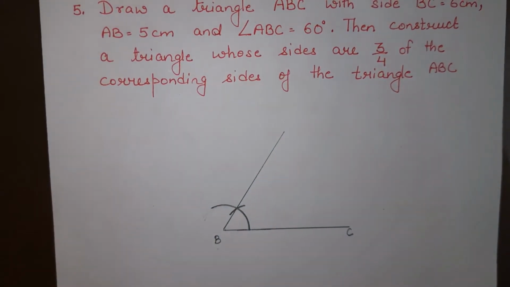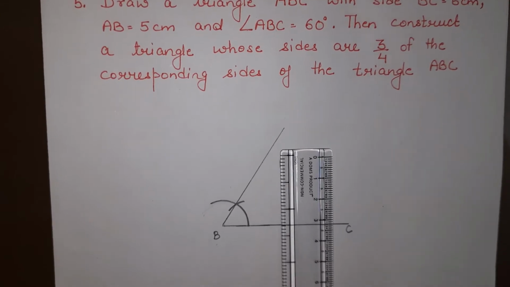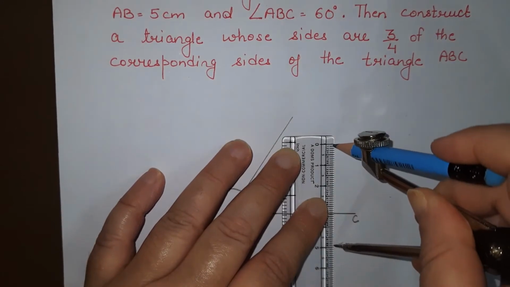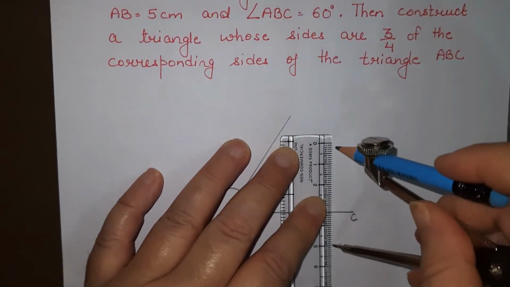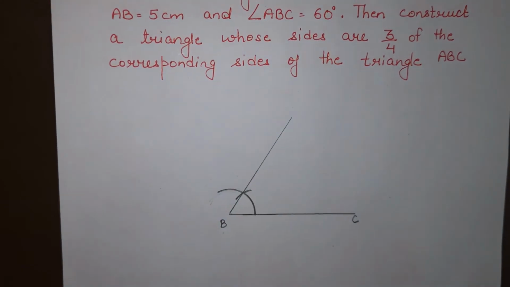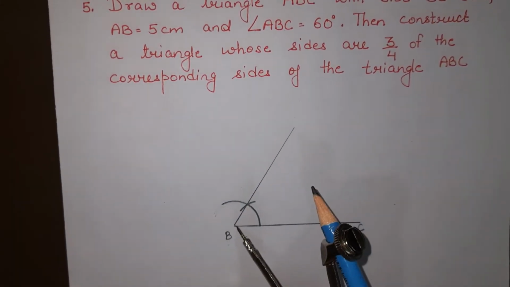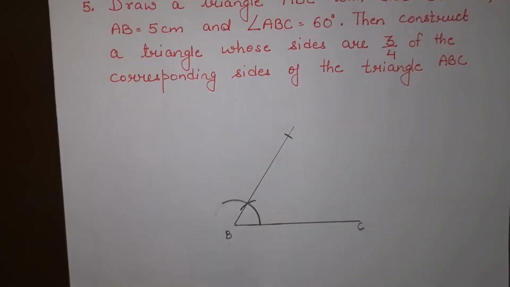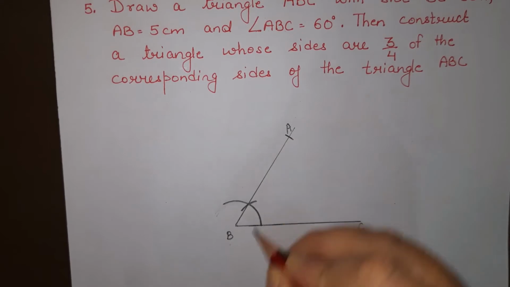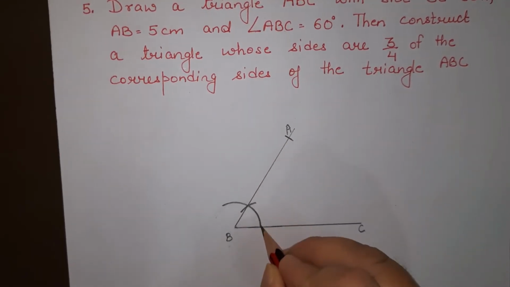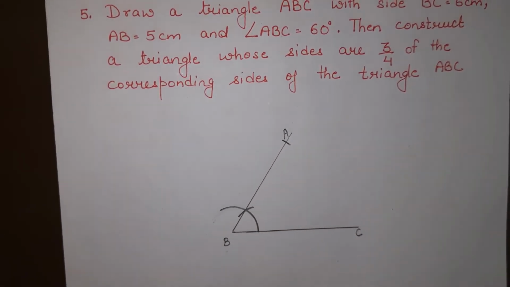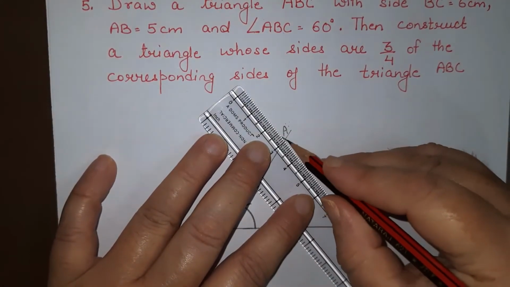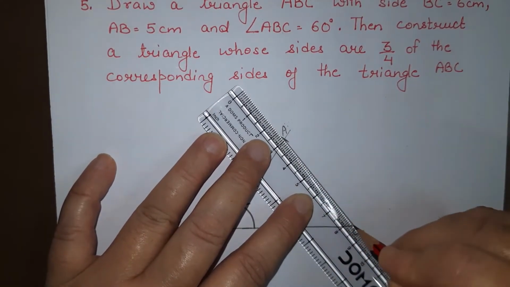Now AB is given to be 5 cm. So we will take 5 cm like this. Now we will keep the compass here at point B. So this will be point A such that this AB is 5 cm. This angle is 60 degrees and this BC is 6 cm. And with this we have completed the given triangle ABC with given dimensions.